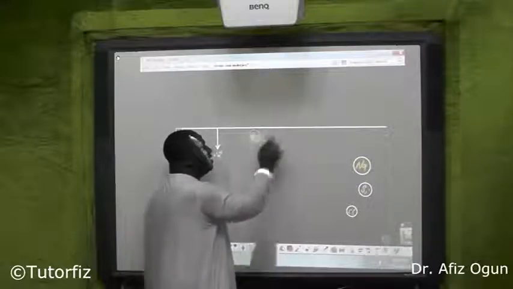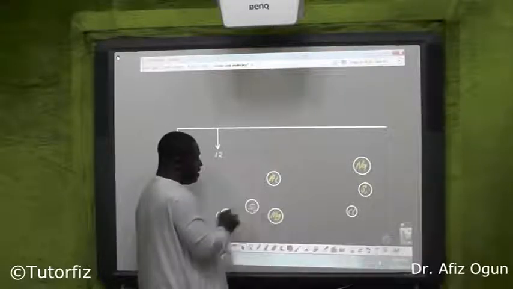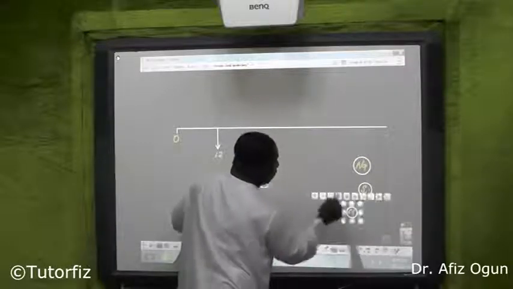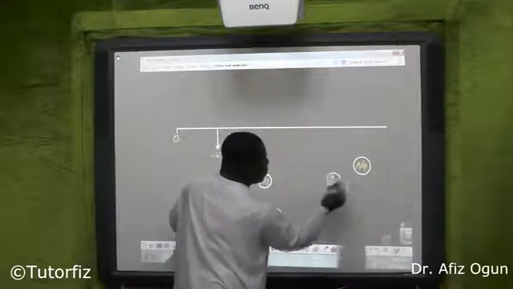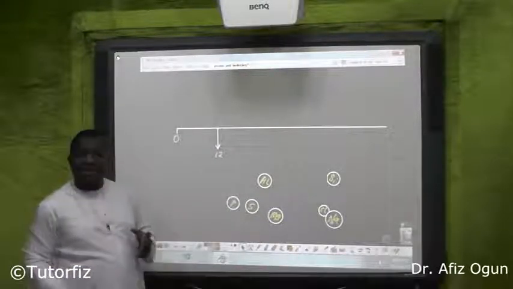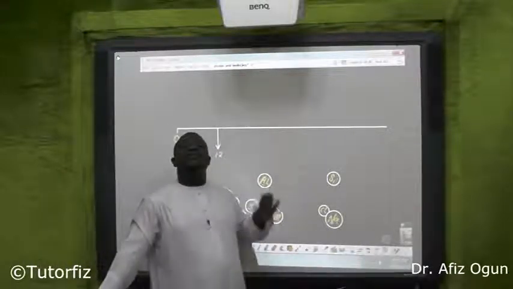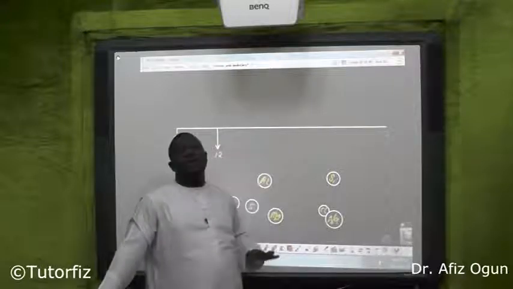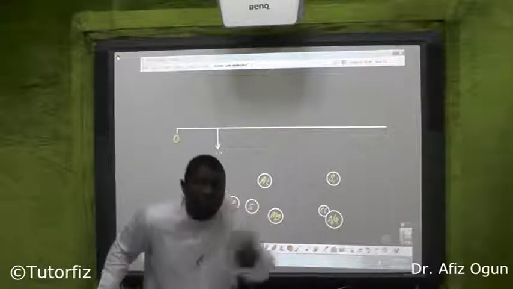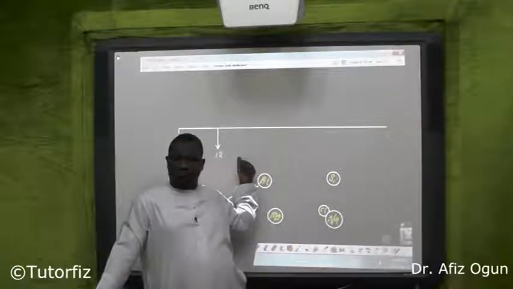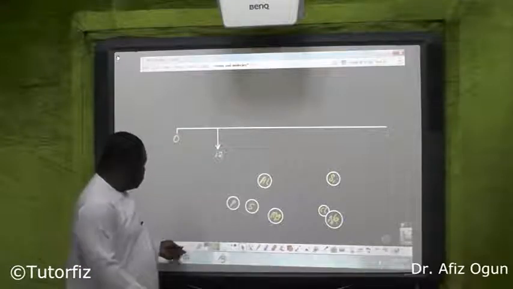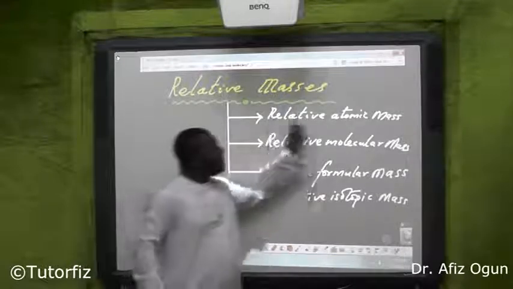On that scale, what will be the average mass of all these? We are talking about the average masses now. Put on that scale, what will be their mass? That mass, we are not just going to call it their atomic mass; we call it their relative atomic mass. Relative to what? An atom of carbon 12. So we have relative masses, not just of atoms, we have relative atomic mass.